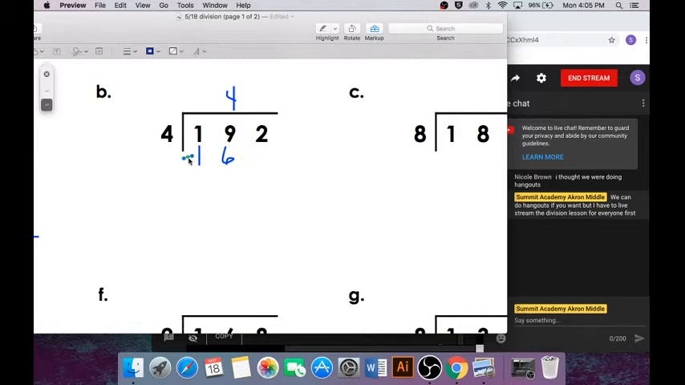So now we have 19 minus 16. 19 minus 16 is 3. And then we bring down our 2. Okay, now we see how many times 4 can go into 32 without going over. So that's going to be 8. 8 times 4 is 32.